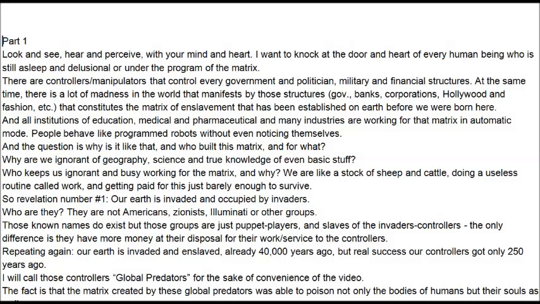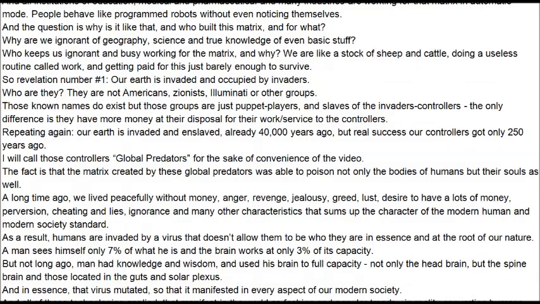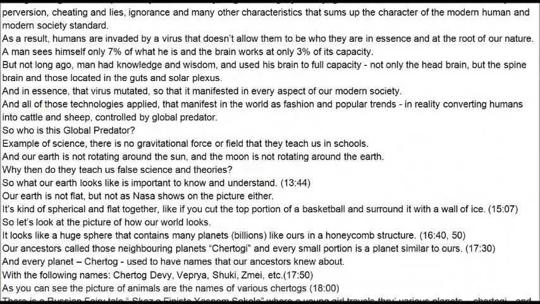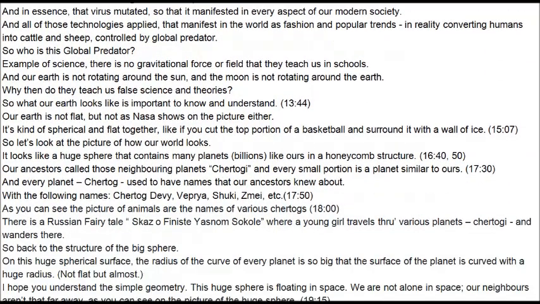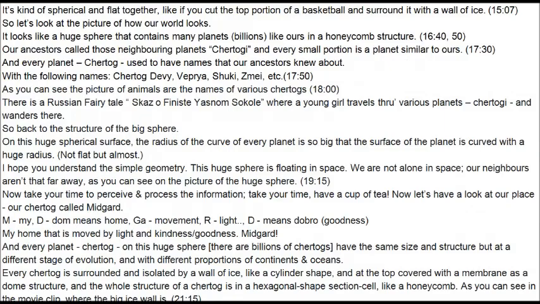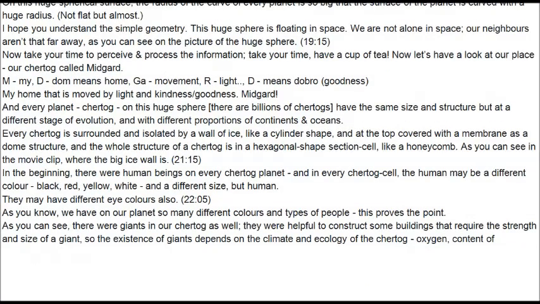I want to knock at the door and heart of every human being who is still asleep and delusional or under the program of the Matrix. There are controllers, manipulators that control every government and politician, military and financial structures. At the same time, there is a lot of madness in the world that manifests by those structures, gov, banks, corporations, Hollywood and fashion, etc., that constitutes the matrix of enslavement that has been established on Earth before we were born here, and all institutions of education, medical and pharmaceutical and many industries are working for that matrix in automatic mode. People behave like programmed robots without even noticing themselves.